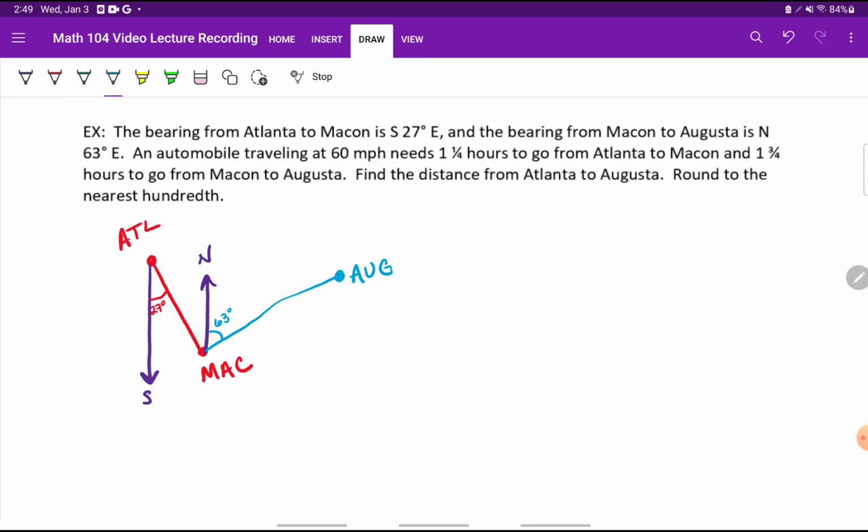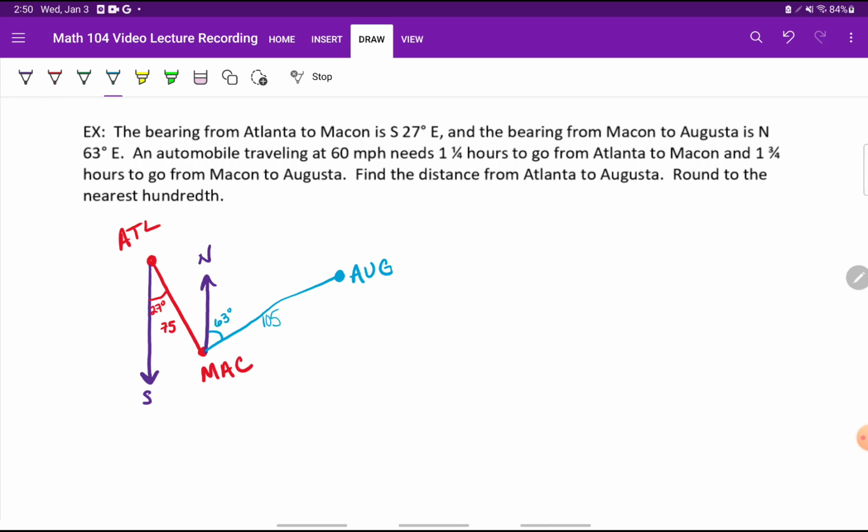We have an automobile traveling at 60 miles an hour that needs 1¼ hours to go from Atlanta to Macon. So that'll give us the distance in between. Distance is equal to rate times time. So 60 miles an hour times 1.25 is going to give us a distance of 75 miles. And then that same vehicle going from Macon to Augusta needs 1¾ hours, so 60 times 1.75 is going to give us a distance of 105 miles.